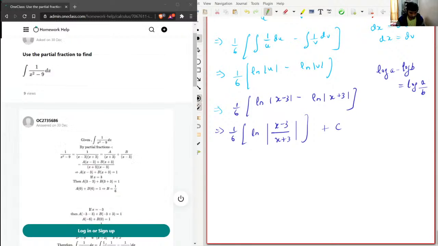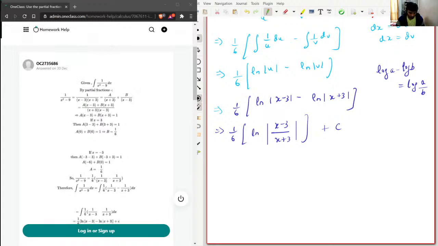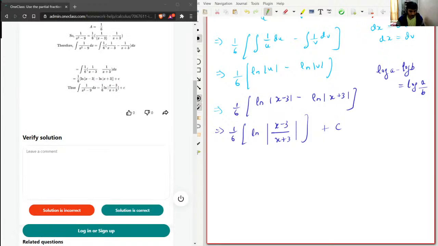So let us just check this with the solution. So 1 over 6 ln of x minus 3 over x plus 3 plus c. So yeah, the solution given by the junior tutor is correct here. They have followed the same approach. Yeah, so the solution given here is correct, and good job.